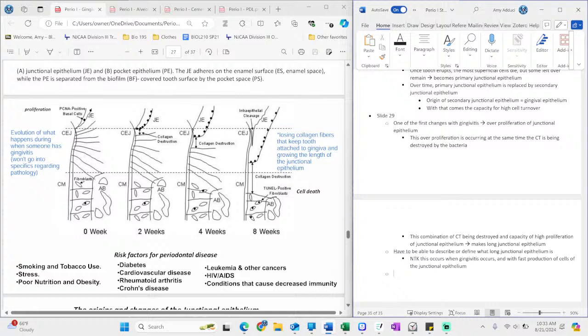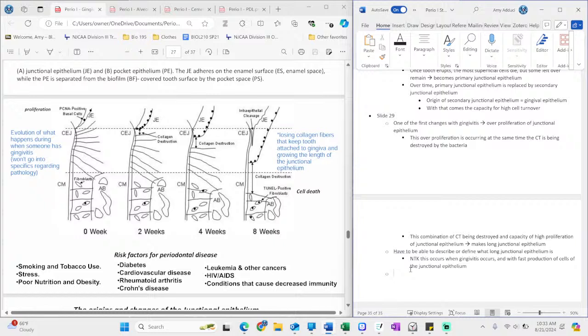So in the case of periodontal disease, the body is doing the same thing. It's trying to close that opening. And there are two types of tissues that need to be formed there, connective tissue and epithelium.